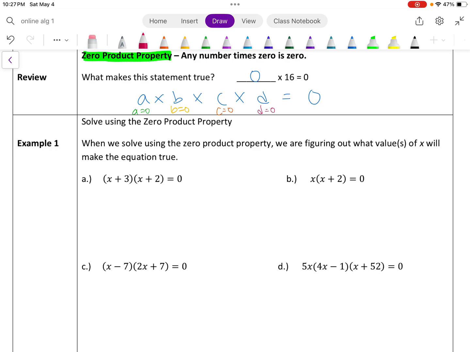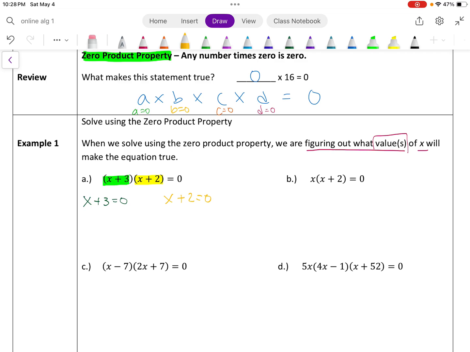So when we're solving using the zero product property, we're figuring out what value or values of x would make the equation true. Okay, letter A, (x + 3)(x + 2). We have 2 different factors here, and in order for this to equal 0, either x + 3 has to be equal to 0. Let's write that down. Either x + 3 must equal 0, or x + 2 must equal 0. We have 2 different options.